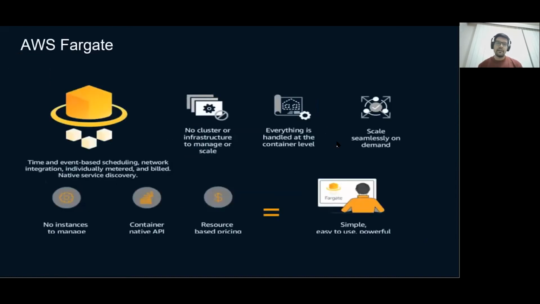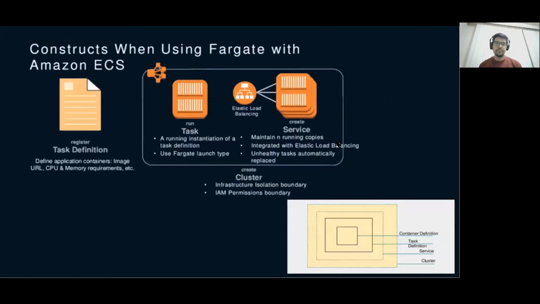Yeah, so Fargate, as I was explaining, is like we don't need to manage any cluster or any infrastructure. Everything is handled at the container level, not at the virtual machine or EC2 level. And it scales seamlessly on demand. So AWS Fargate is a serverless compute engine for containers that works with ECS and EKS both, and makes it easy for us as developers to build our application, so that we don't need to worry about managing the EC2. We just need to focus on the business logic, and we are ready to go.